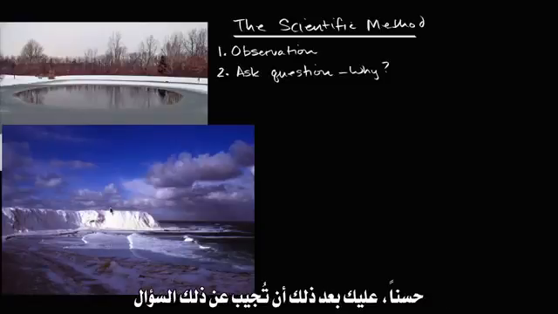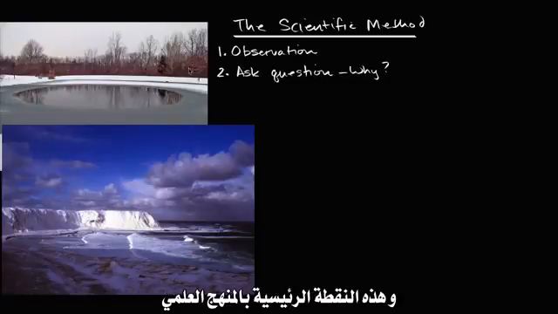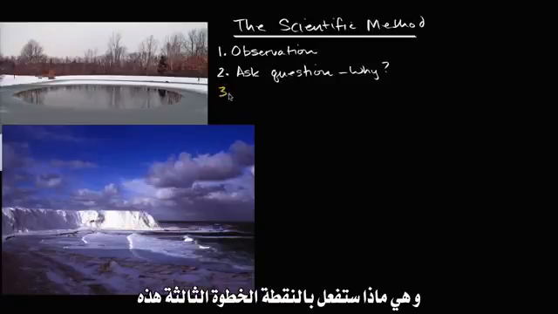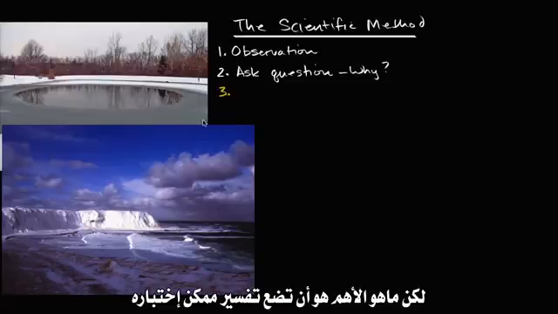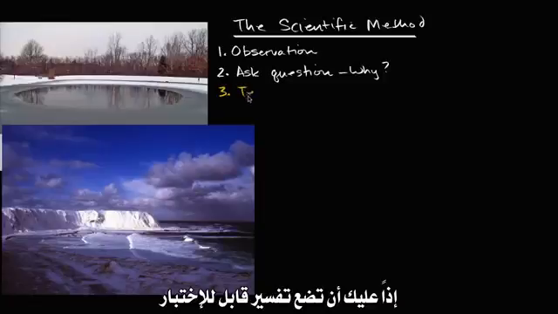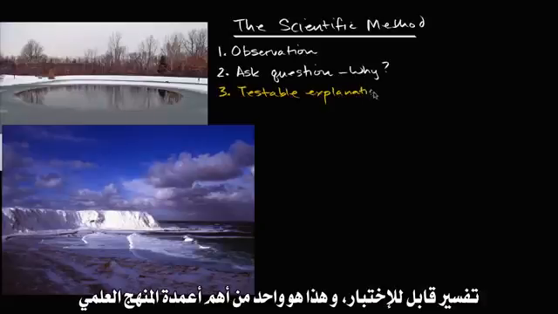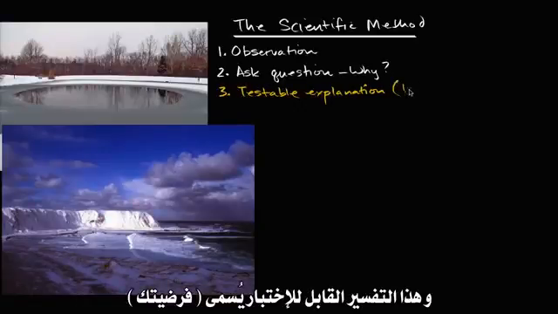Well, you then try to answer that question. And this is a key part of the scientific method, is what you do in this third step, is that you try to create an explanation. But what's key is that it is a testable explanation. So you create a testable explanation. And this is one of the core pillars of the scientific method. And this testable explanation is called your hypothesis.